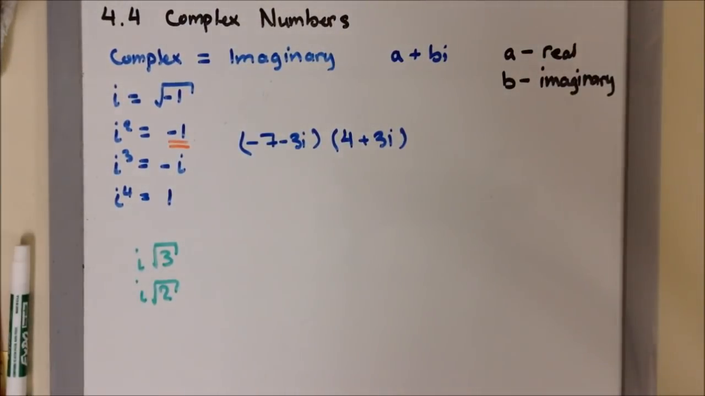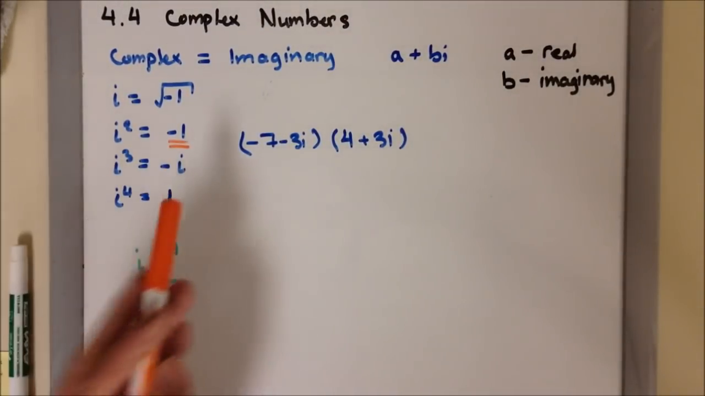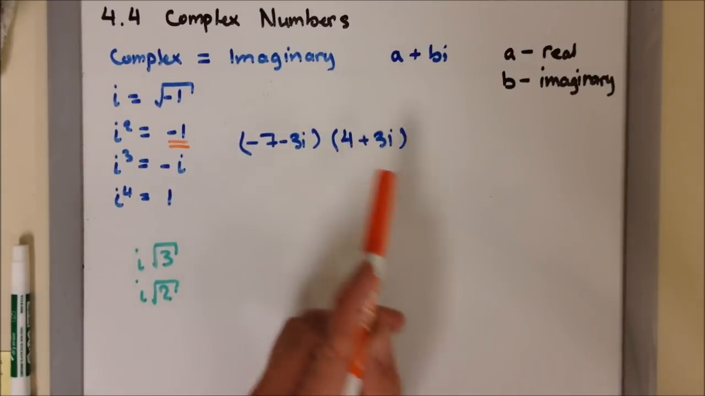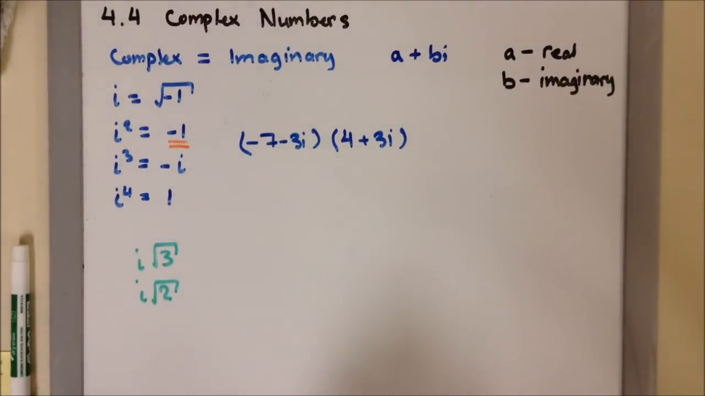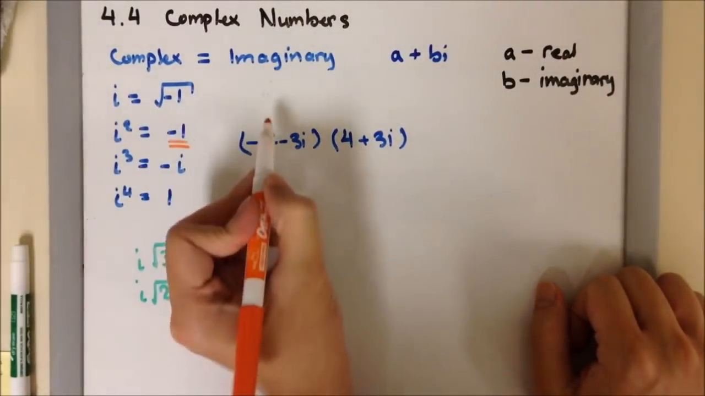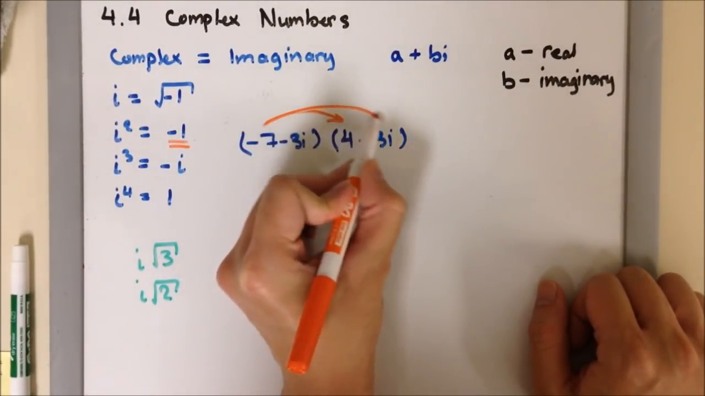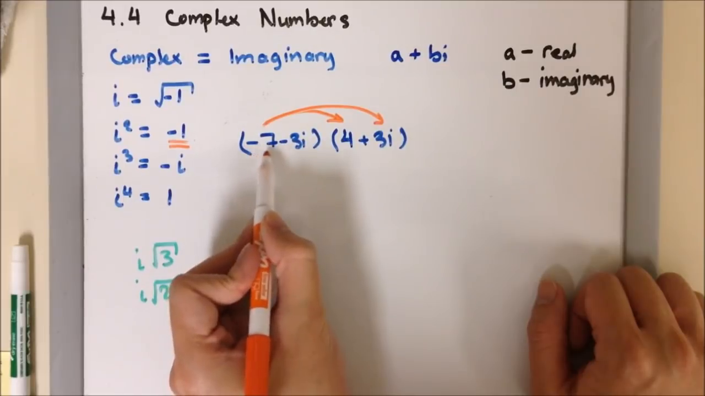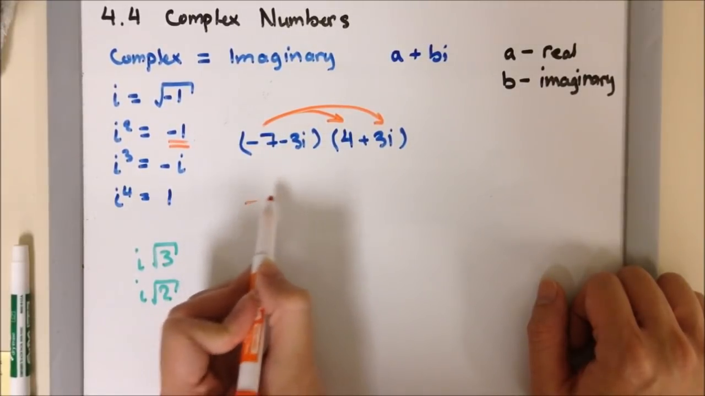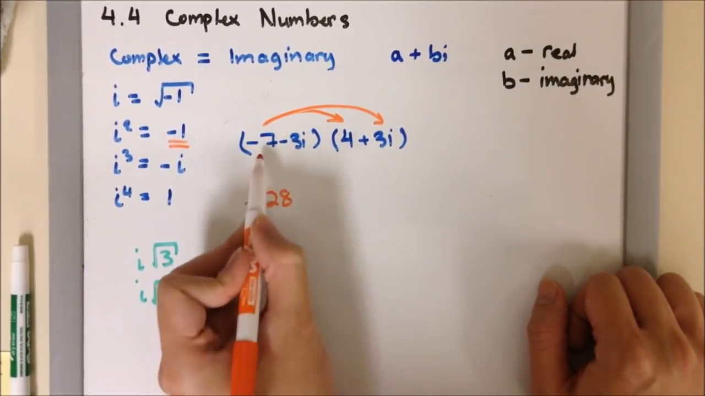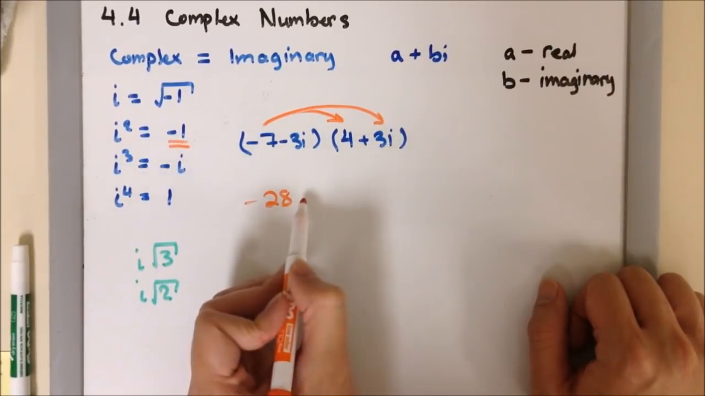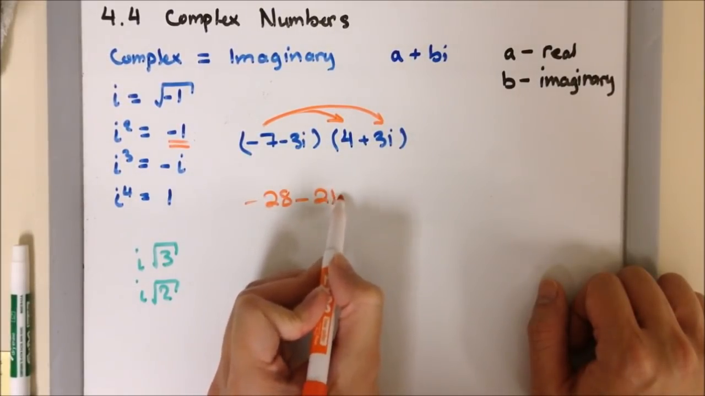Alright, in this next example, we have negative 7 minus 3i times 4 plus 3i. So, I'm going to be doing FOIL. My first number, negative 7, I'm going to multiply to the 4 and the 3i. So, negative 7 times 4, negative 28. Negative 7 times 3i will be negative 21i.